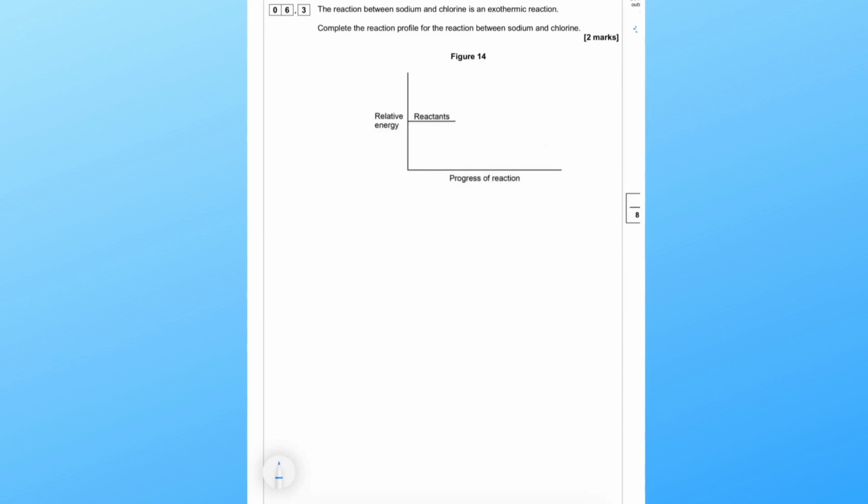The reaction between sodium and chlorine is an exothermic reaction. Complete the reaction profile diagram for the reaction between sodium and chlorine. So the products are going to have less energy than the reactants because it's exothermic, and to get the reaction going we have to put in activation energy.